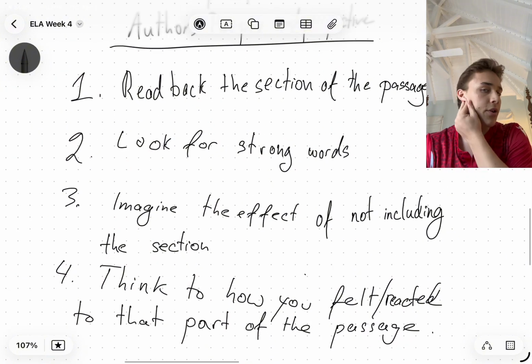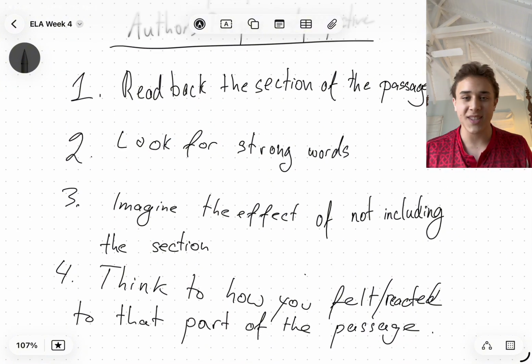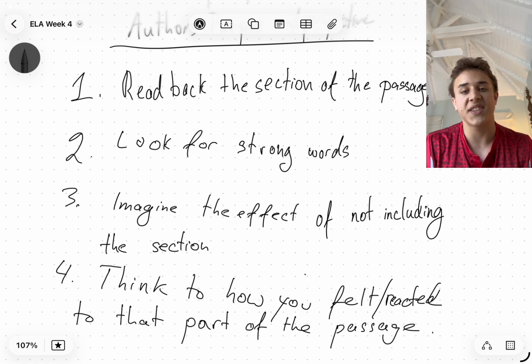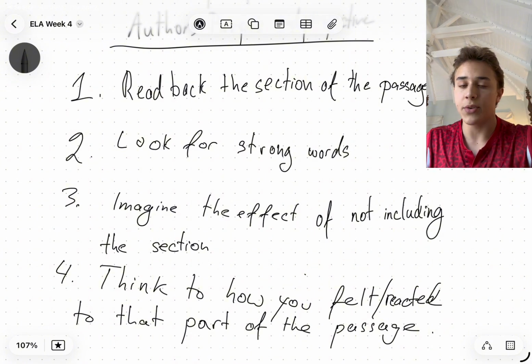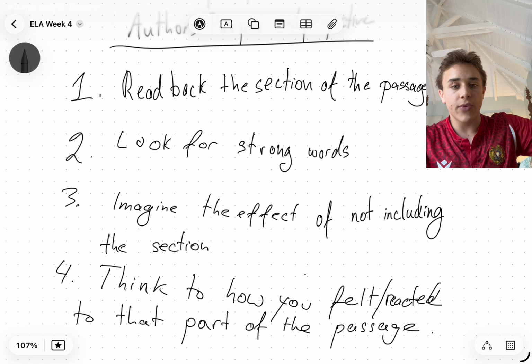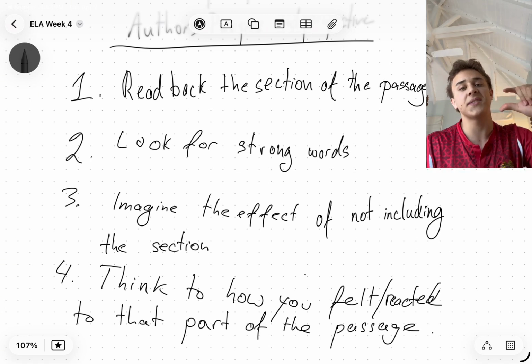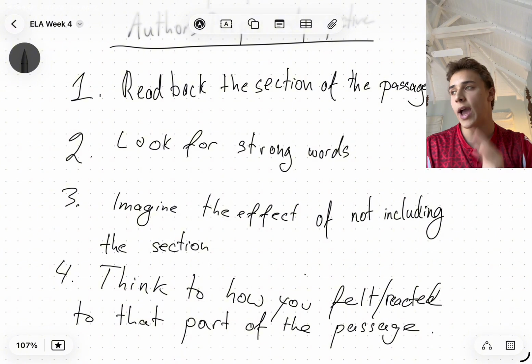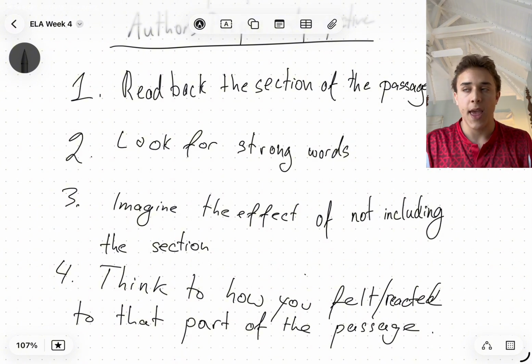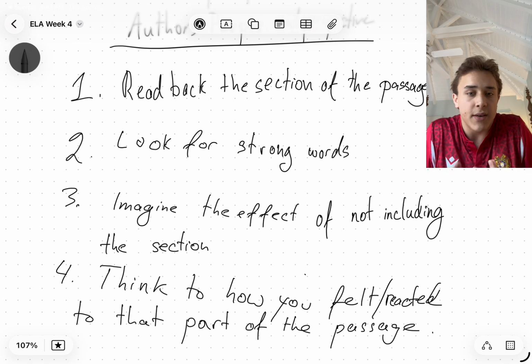So the third piece of advice is slightly more abstract, but you want to imagine what would happen if that section wasn't in the passage. So for example, a thing that I like to do is to read through the passage, maybe just the paragraph that section is in, and then the one before and the one after, and just skip the section that you're given. And just look at the effect that it has on you.